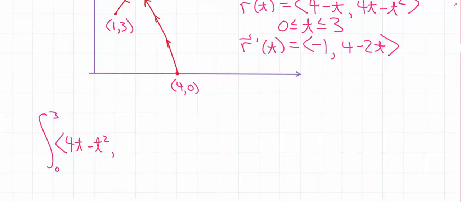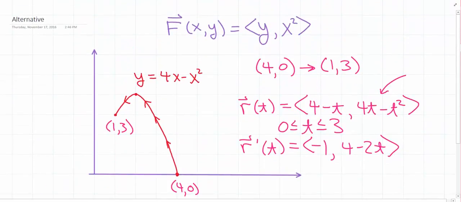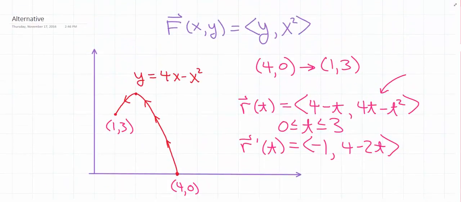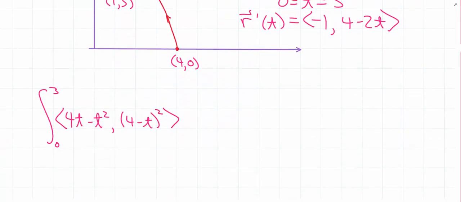Okay, that's right, because the first thing was y, wasn't it? It was y comma x squared. Now, what is x? 4 minus t? Okay, I think that's got it, right? So remember, it was y, x squared. Let's just make sure we got it. This is y, 4t minus t squared, and then the x. Okay, I think that's good. I think we got it.